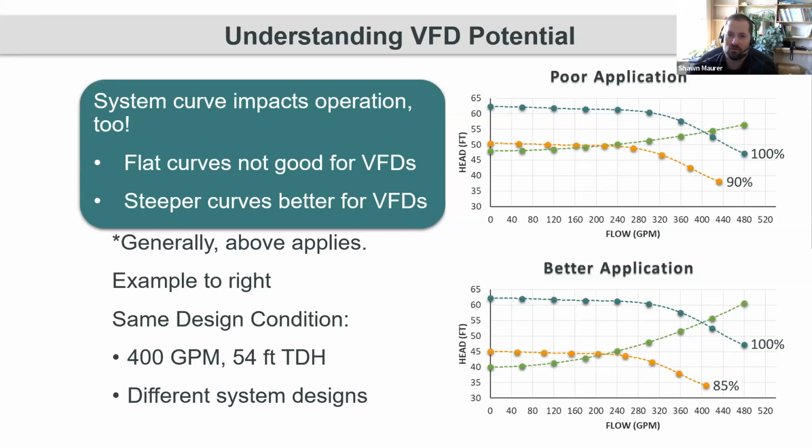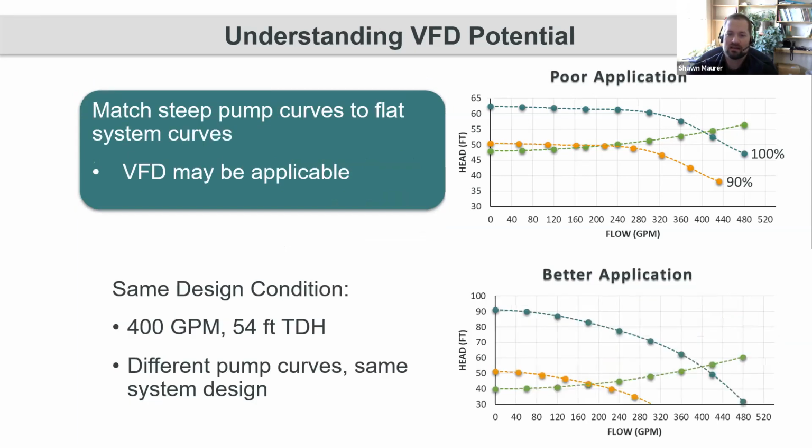But there are cases where, if you've got a shallow system curve, you can look at a steeper pump curve. And so you might have to swap out your pump, but you can open up the potential for more VFD savings that way. So at the top right here, it's the same system curve as we had on the last page. It's a little shallower. The bottom picture is the same system curve, but with a steeper pump curve.